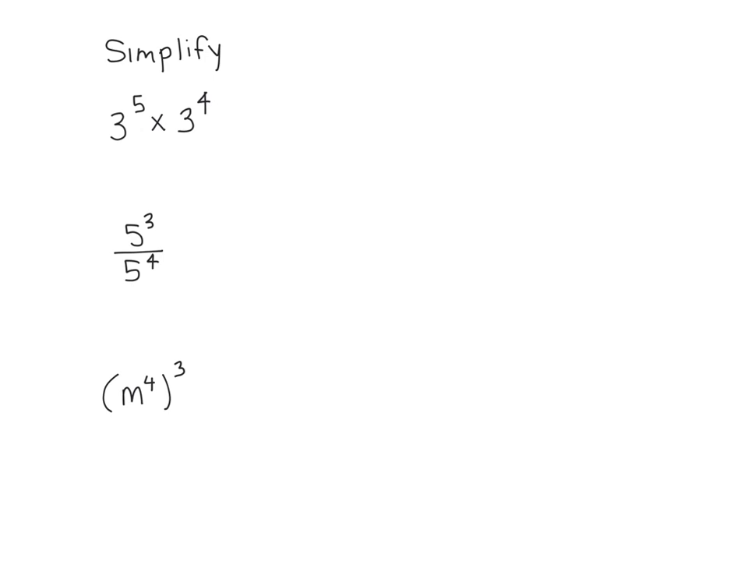First one, you have 3 to the 5th times 3 to the 4th. So you have 3 to the 9th. You have 5 to the 3rd divided by 5 to the 4th. So you're subtracting the powers, 3 minus 4, so you're left with 5 to the negative first power. But 5 to the negative first power is equal to 1 over 5. You have m to the 4th raised to the 3rd power. That means you have 4 m's, and then you have 3 sets of 4 m's. So you're multiplying exponents. m to the 12th power.